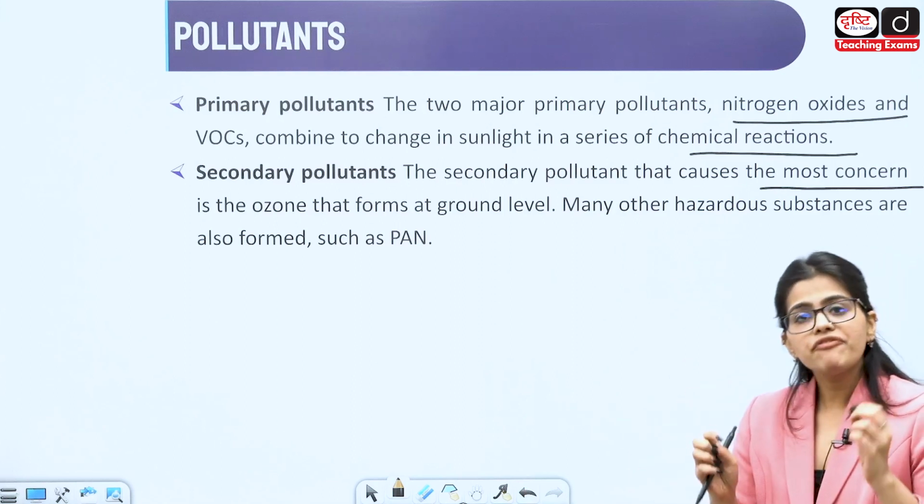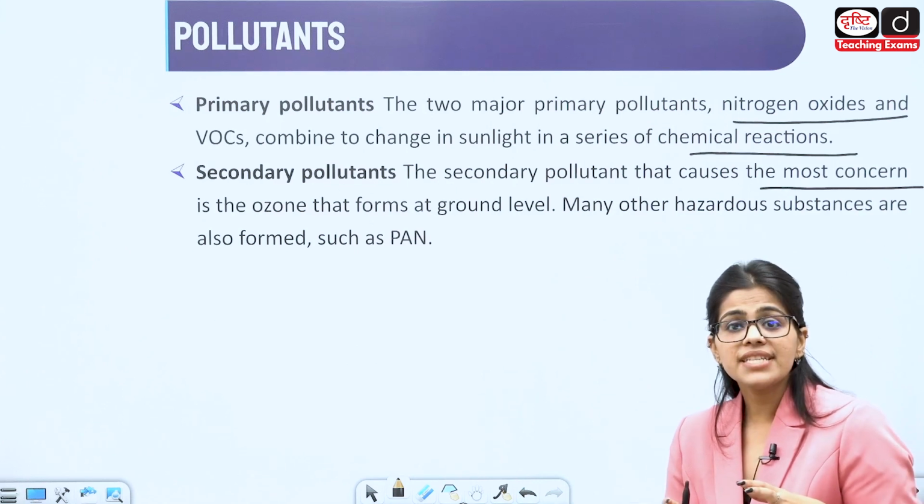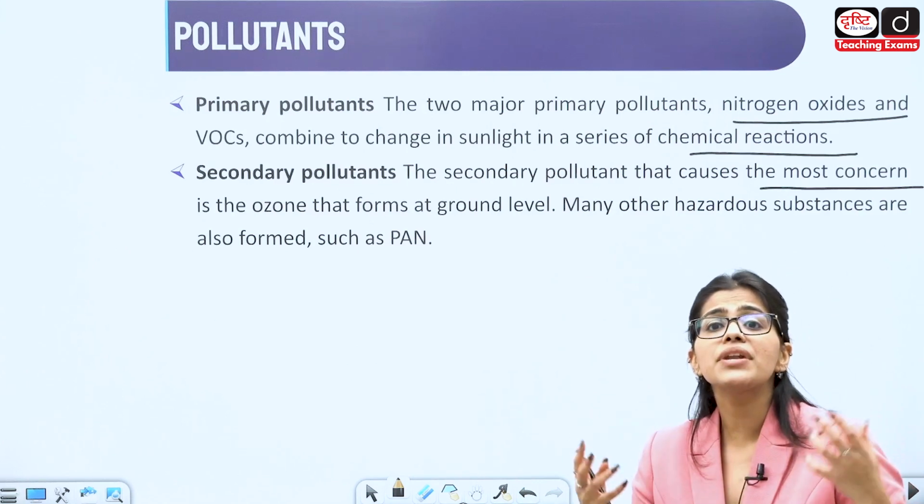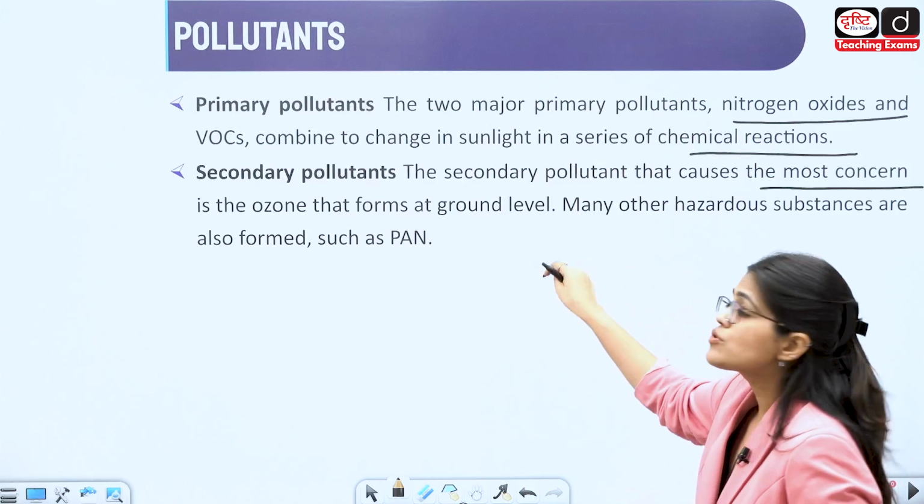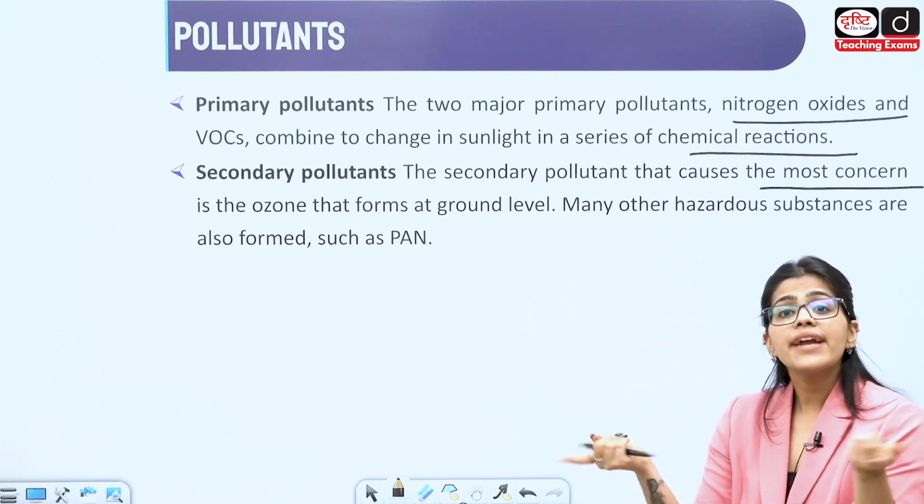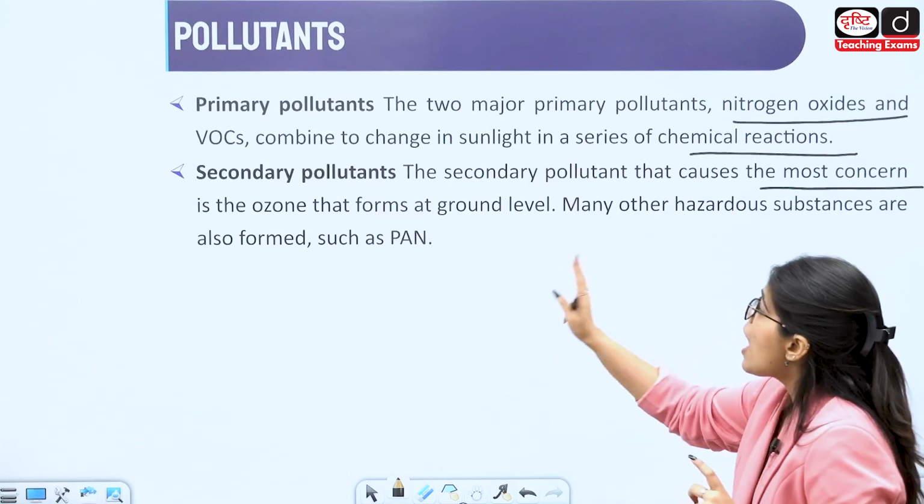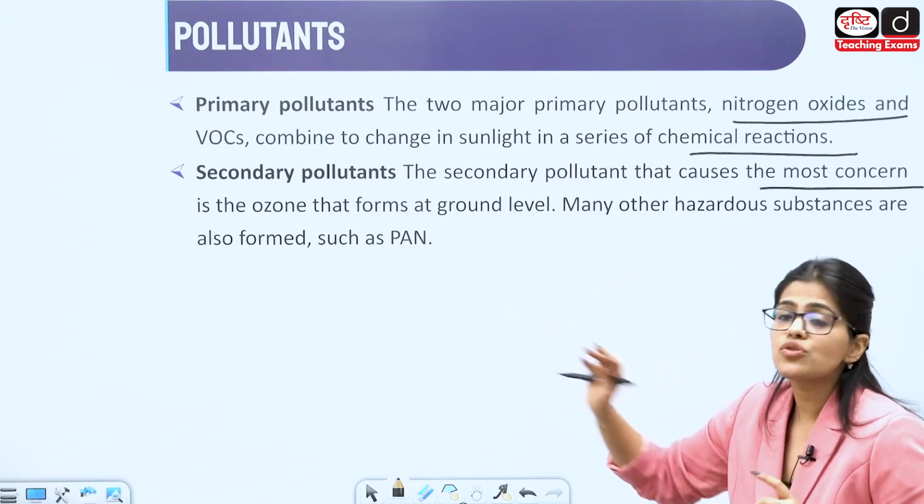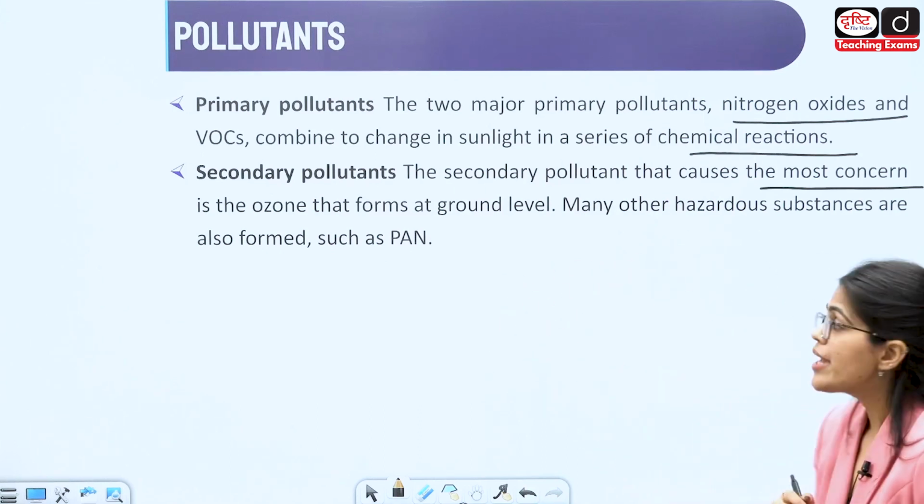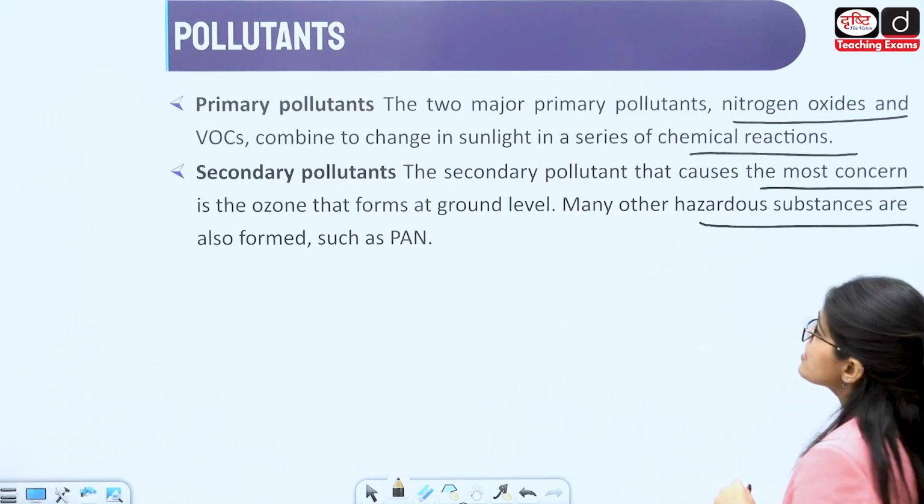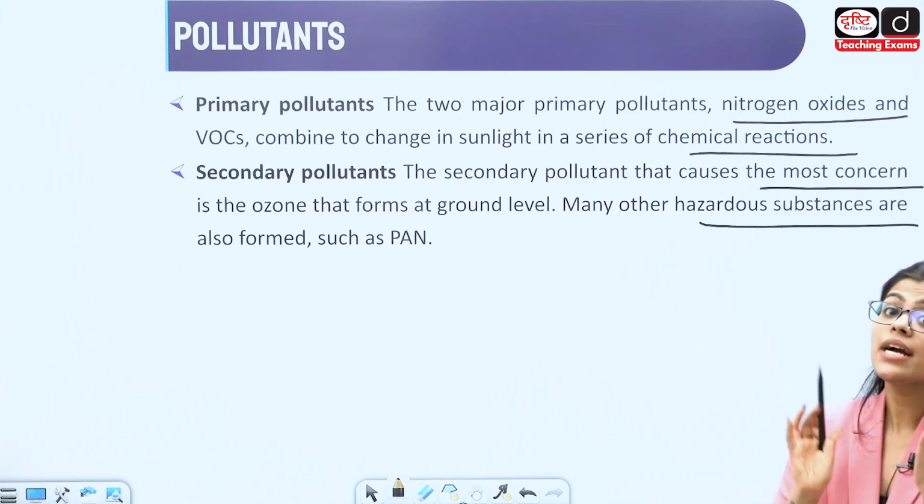Good ozone definitely protects us from ultraviolet rays and we are now scared because the ozone layer is depleting. But this ozone that is present around us right now is a harmful secondary pollutant. It's a harmful ground level ozone that we have to do away with. Many other hazardous substances are also formed, like PAN.